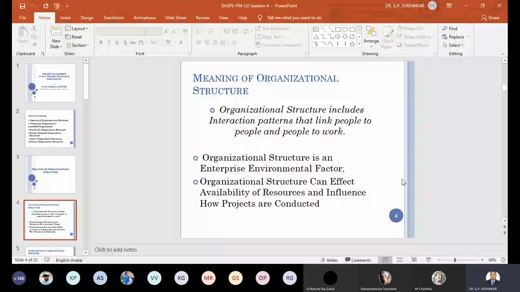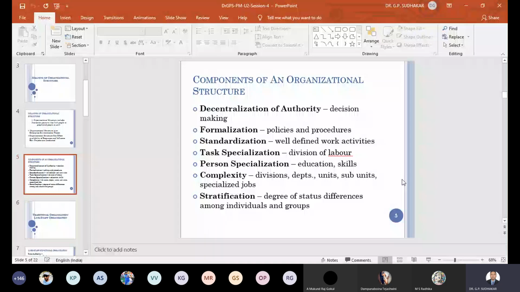Okay, let's move on and learn what are the different components of an organization structure. One is decentralization of authority. Authority won't remain with one single individual inside the organization. The vice president will have a certain authority level, the manager will have another authority level, executive supervisors will have another authority level, right? So like that, decentralization of authority is one of the components of organization structure.